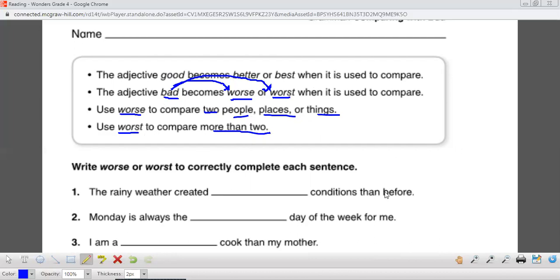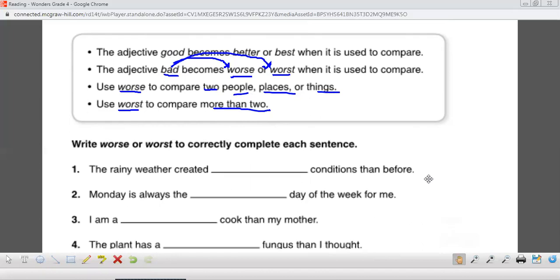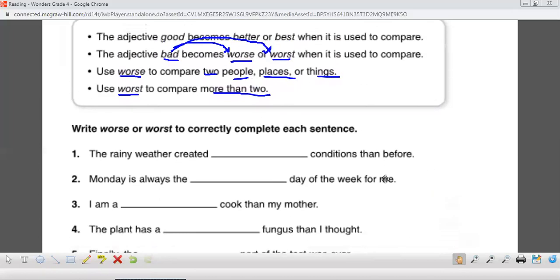Okay, let's go through the exercises. As we said before, on this page we'll be answering 4 questions and we'll keep the rest for you as homework. Write worse or worst to correctly complete each sentence.